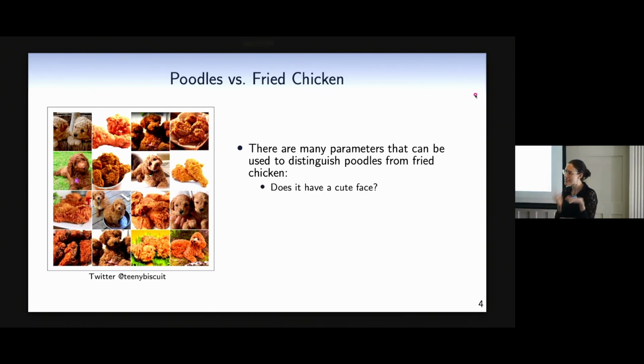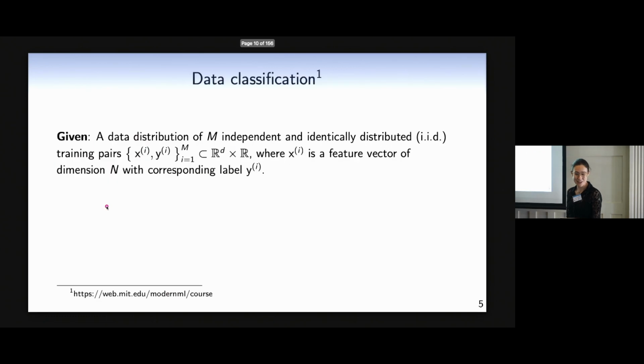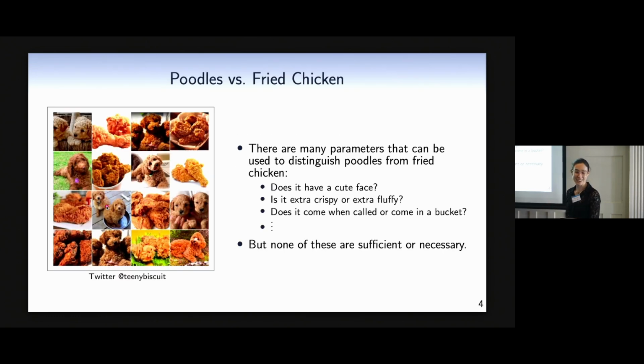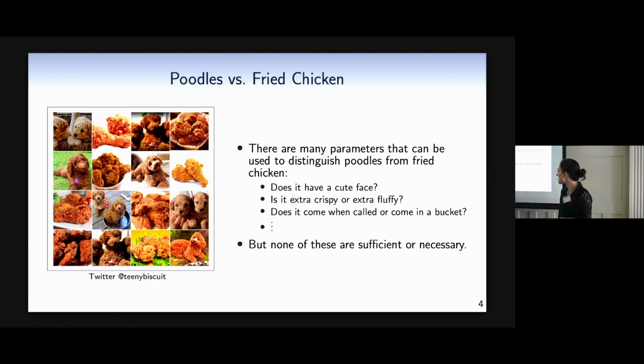If it has a face, it's probably a dog. If it's crispy, it's probably chicken. And if you find it in a bucket, it's probably chicken, but that's not always the case. You've got this dog in a bucket here, so, you know. They're not all sufficient or necessary. So that's some sort of basic classification problem you might want to do.